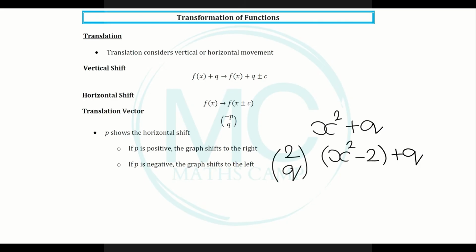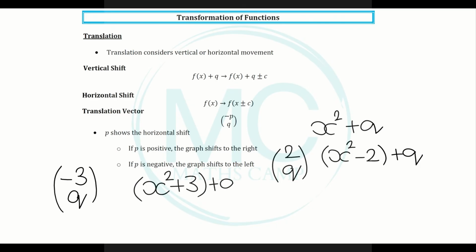As another example, let's say that I want to shift my graph 3 units to the left. My translation vector has a p-value of negative 3, q. But in my equation, I need to add 3. So this becomes (x plus 3) squared plus q.